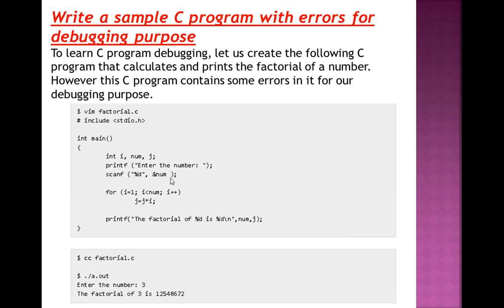Then use the for loop: for i equals 1, i is less than num, i plus plus. Then j equals j into i. Here the concept is different. I am using i and I am using j. This is your num. So this is your error. Num is different, the syntax is different, this variable is different, and this variable is different.